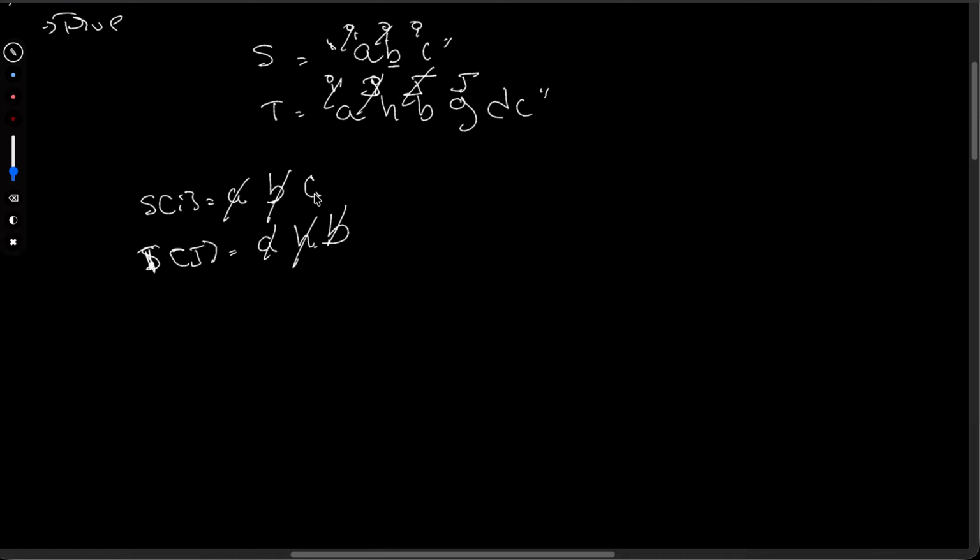Now s of i is c and t of j is g, which does not match, so j moves. Same with c and d, which does not match, so j moves, and now it matches. So in the end i is equal to s dot length, so it is true.